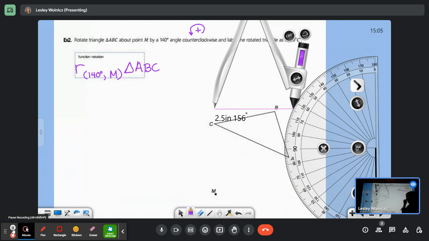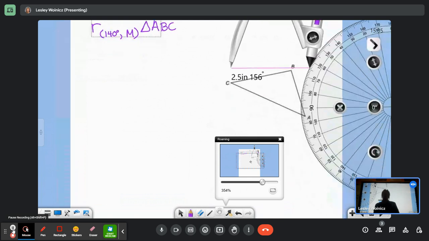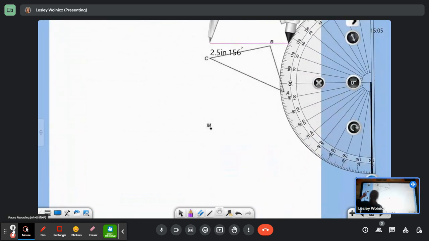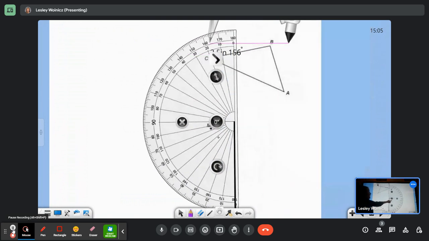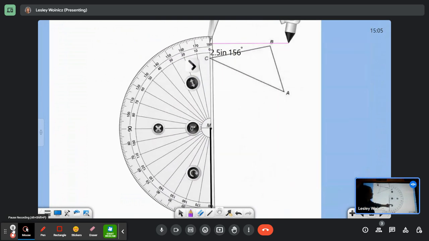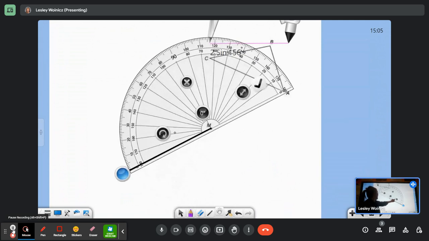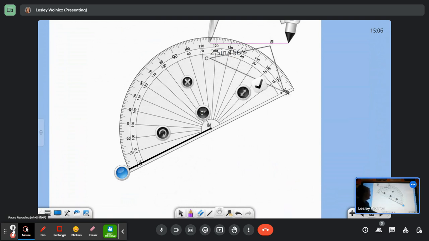We're going to start with A. I'm going to get my protractor. I put my center on M. I'm going to spin it so that A is on 0. I am going to count 140 degrees counterclockwise. Not this 140, because that's actually 40. I'm going to go all the way over here and make a mark.